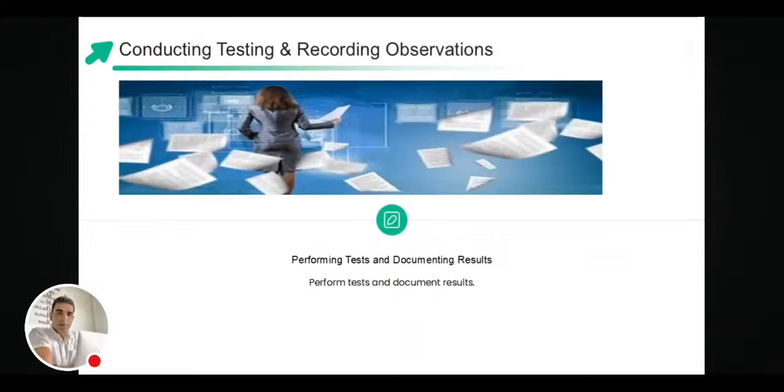Once the qualification protocols are finalized, the necessary tests are carried out, and all results are meticulously documented. This thorough documentation ensures that the entire testing process is transparent, traceable, and fully compliant with regulatory requirements. Proper record keeping not only supports audit readiness but also reinforces confidence in the reliability and integrity of the equipment.